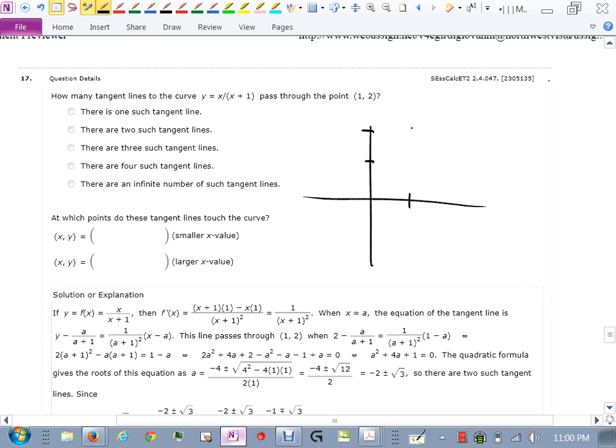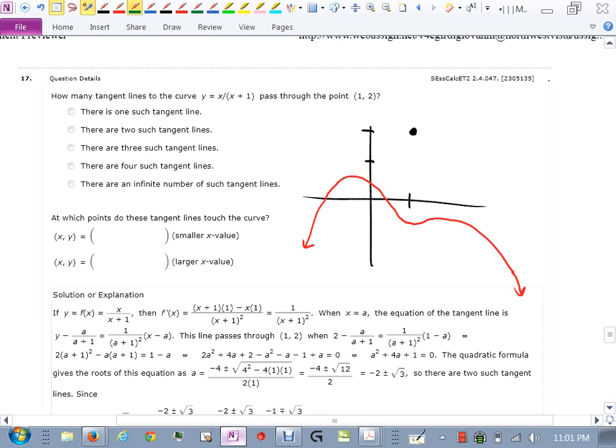1, 2, right there. Then you got some curve, and I'm just going to give you an example of a curve first to give you just an idea of what this is asking. Let's say we have a curve that does something like that. Okay. And I ask you, how many tangent lines to this curve pass through that point?